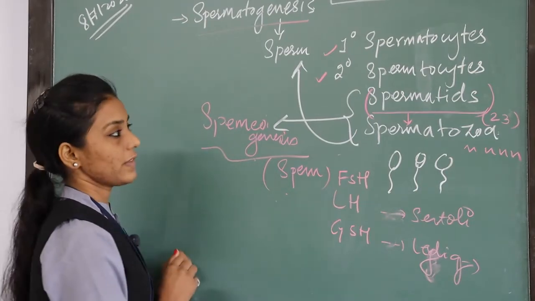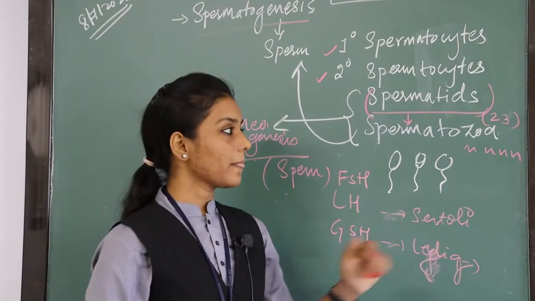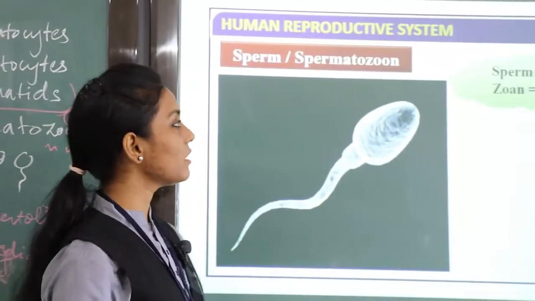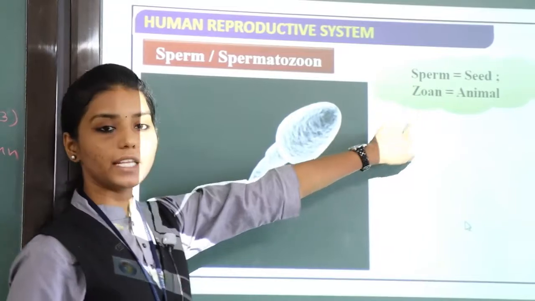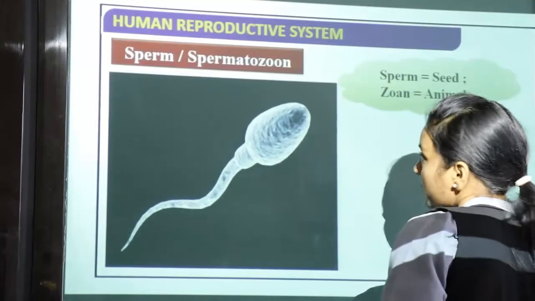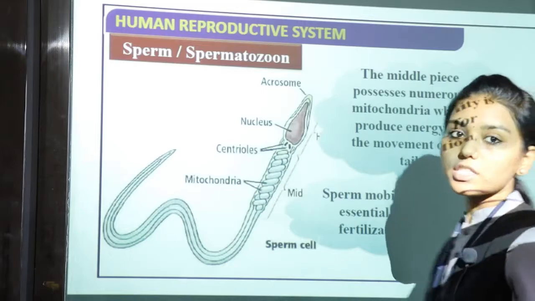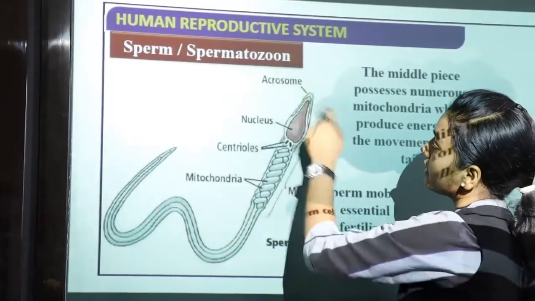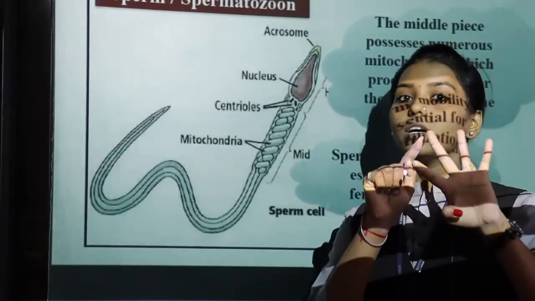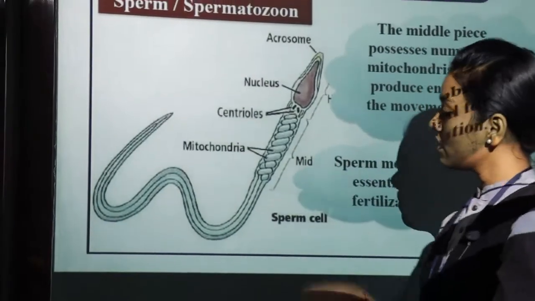Then we have seen the structure of sperm. I would like to show you how the sperm actually looks. This is how the human sperm looks. Sperm means seed, and zoon means animal. This is the structure of sperm, having a layer on the head part. I have told you it is divided into 4 main parts: head, neck, middle piece and tail. These are the 4 things which comprise a sperm.